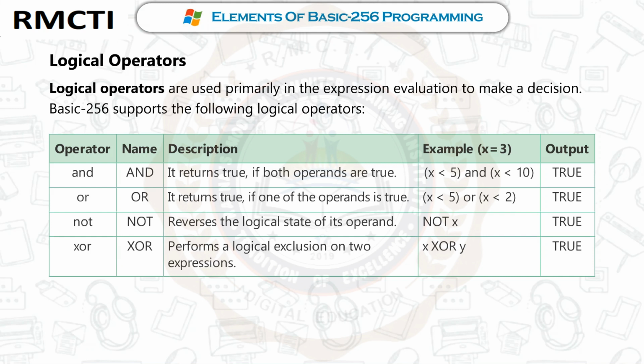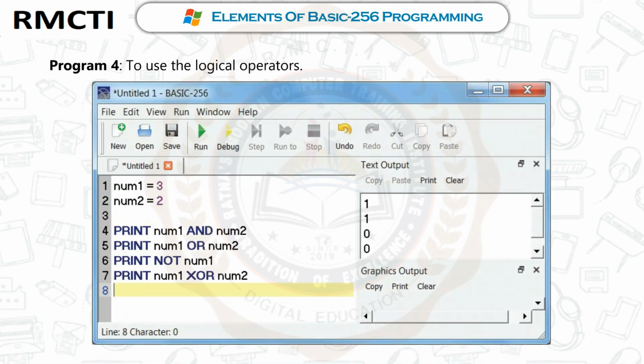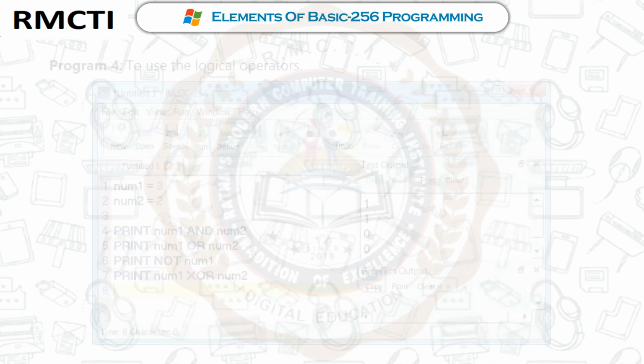Or returns true if one of the operands is true. Within brackets, x is less than 5, or within brackets, x is less than 2. True. Not reverses the logical state of its operand. Not x. True. XOR performs a logical exclusion on two expressions. x XOR y. True. Program 4: to use the logical operators.